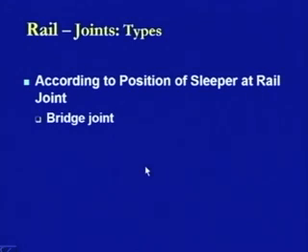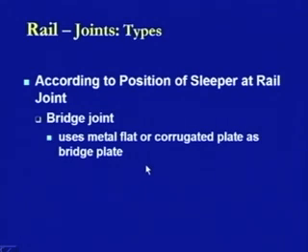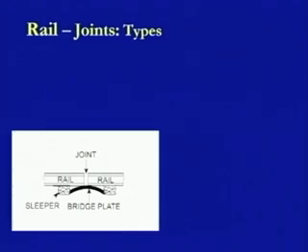Then another type of joint is known as the bridge joint. Now, in the case of a bridge joint, we use a metal fillet or corrugated plate which bridges the joint, and that is why it is termed as a bridge plate. So, we look at this one. In this case, this is one rail section being supported on the sleepers, and this is another rail section being supported on other sleepers, and here a plate is being provided in the form of an arch, and this is how this joint is supported.